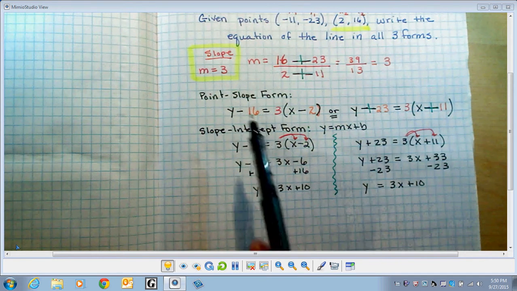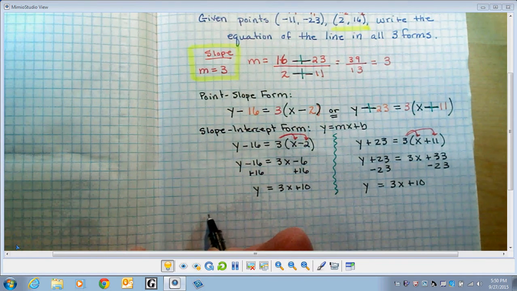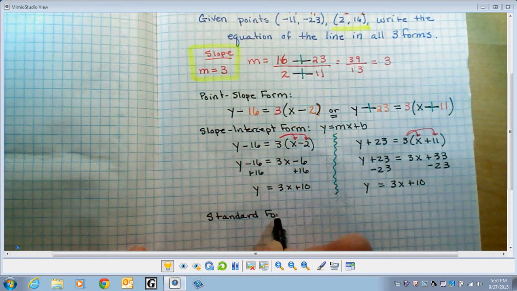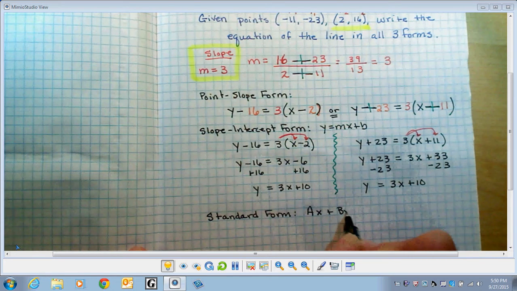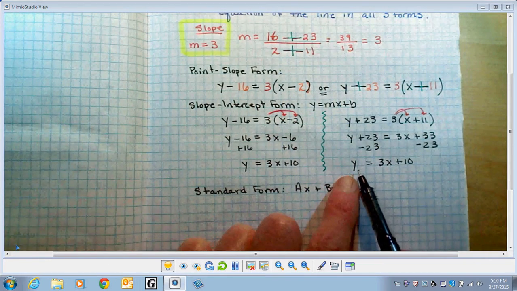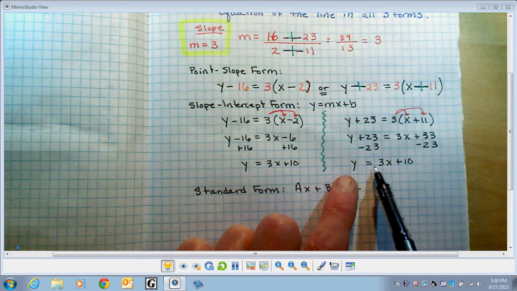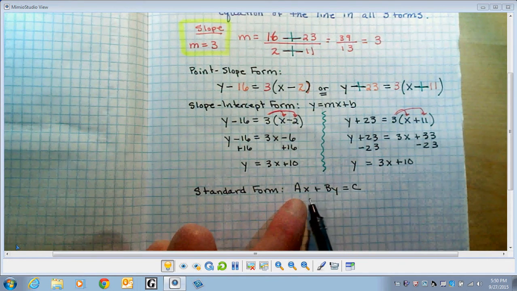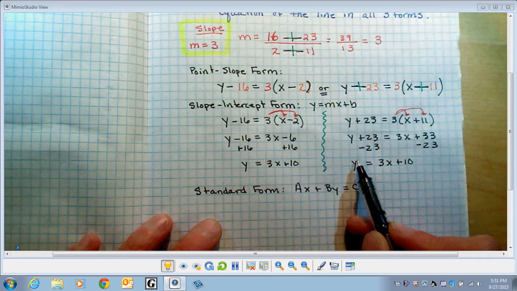Okay, so we did point slope form, slope intercept form, so the last one we need to do is standard form. So let's look at standard form. And standard form is ax plus by equals c. So when we look at our slope-intercept form, we see that our y is all by itself on the other side of the equal sign from our x term. When we look at standard form, our x and our y are both on the same side. So that means I need to get my 3x over to where my y is.